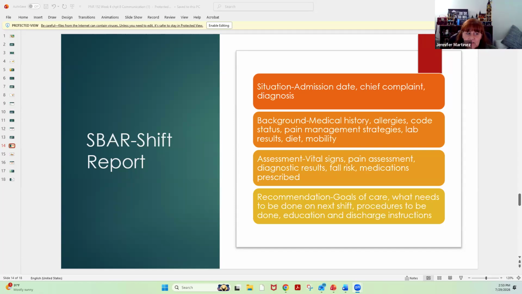The assessment: vital signs, pain management, diagnostic results, fall risk, medications, and then recommendations is what needs to be done on the next shift. All right. So, do they need to be ambulated? Are there procedures? Are they getting ready to discharge and they need discharge instructions and education? So, it's a little bit more, still very concise. You're hitting all the key points.